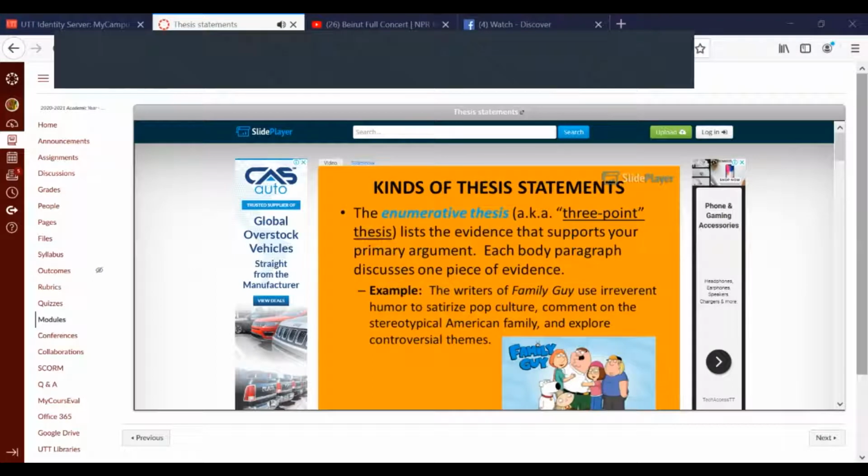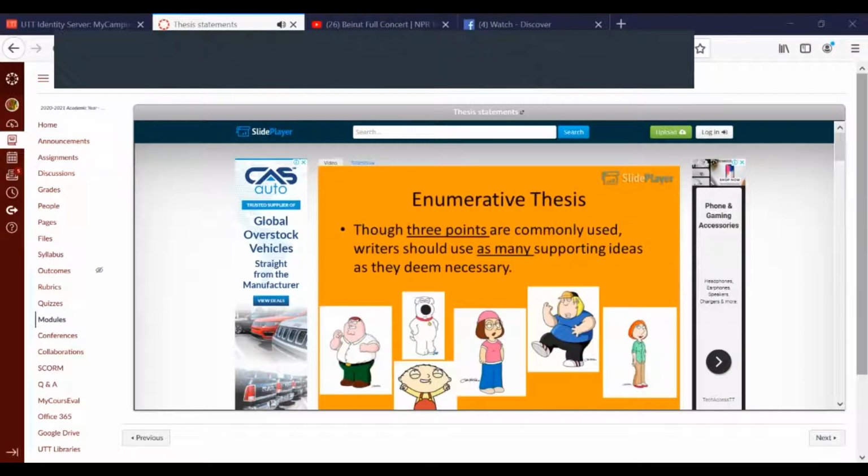Kinds of thesis statements. The enumerative thesis, aka three-point thesis, lists the evidence that supports your primary argument. Each body paragraph discusses one piece of evidence. Example: the writers of Family Guy use irreverent humor to satirize pop culture, comment on the stereotypical American family, and explore controversial themes. Enumerative thesis. Though 3 points are commonly used, writers should use as many supporting ideas as they deem necessary.